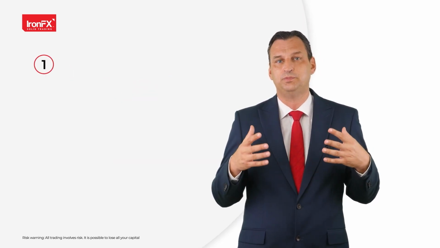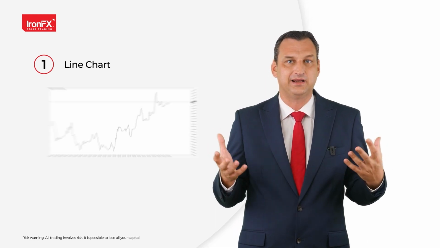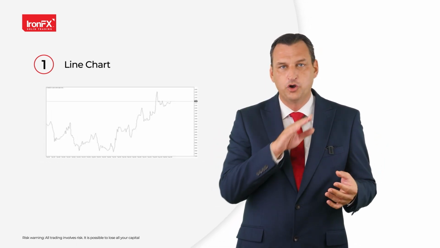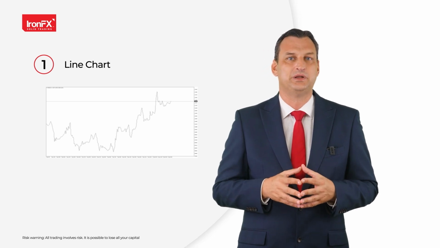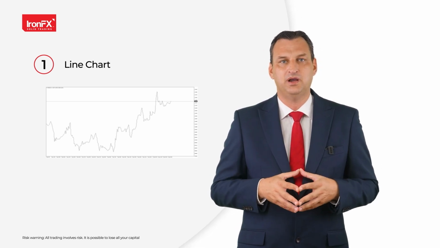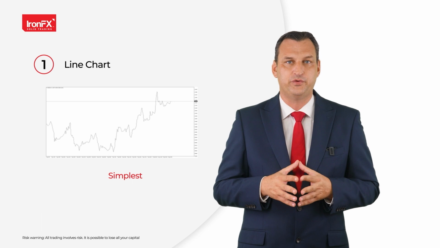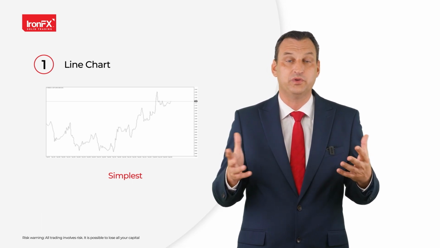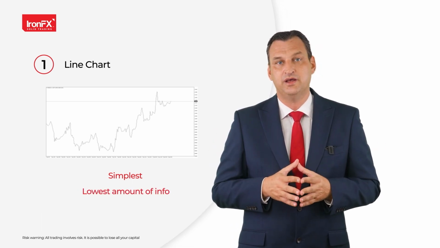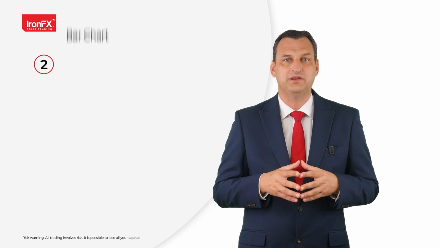The first would be the line chart, which practically consists of a simple line connecting the value of the trading instrument at certain moments of time. It's considered the simplest of the three chart types, yet also the one with the lowest amount of information. The second chart type would be the bar chart.